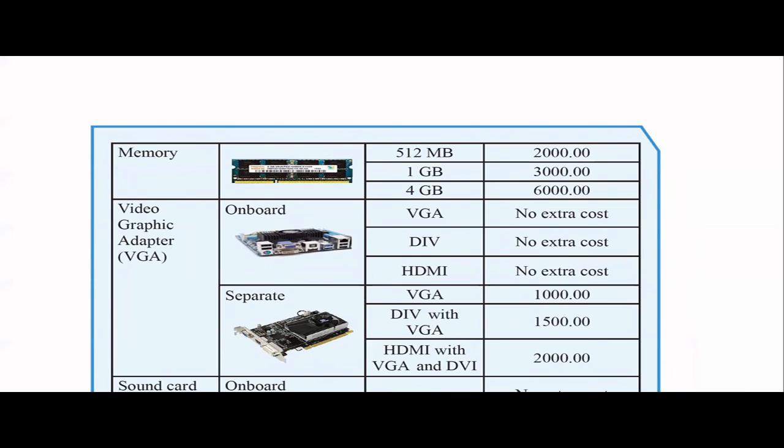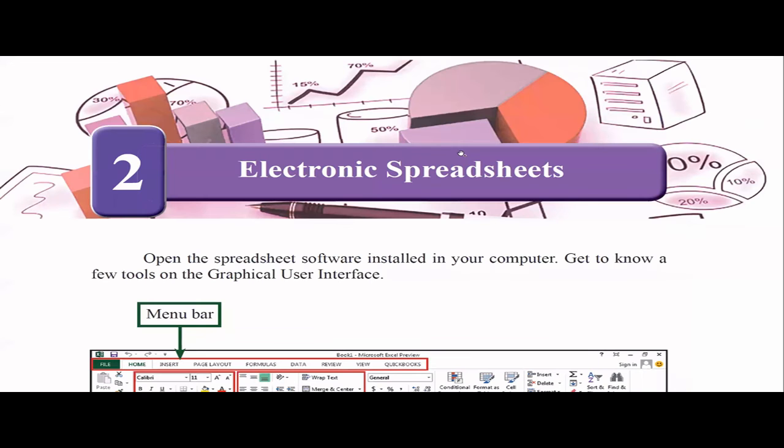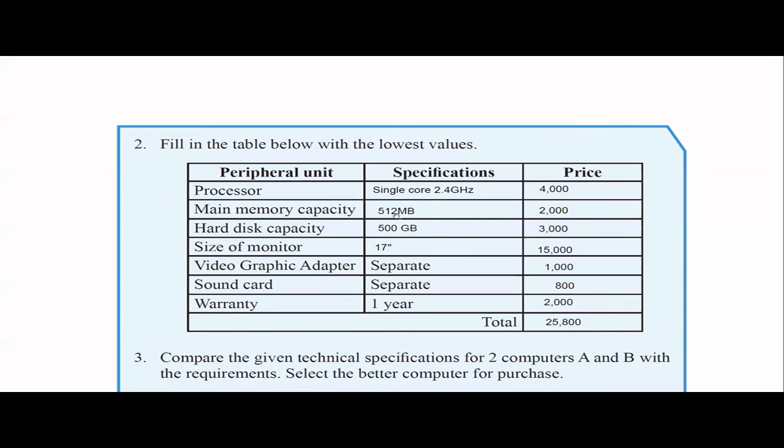The memory, we have to go with the lowest price. It's 2,512 MB. This one. Like that, refer to the above table again and pick the lowest thing.